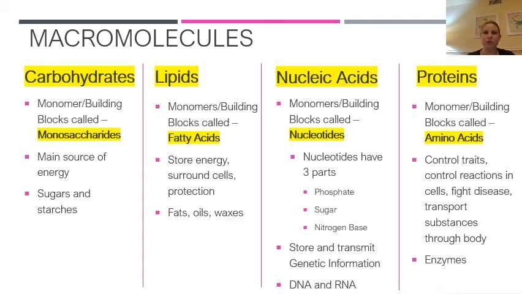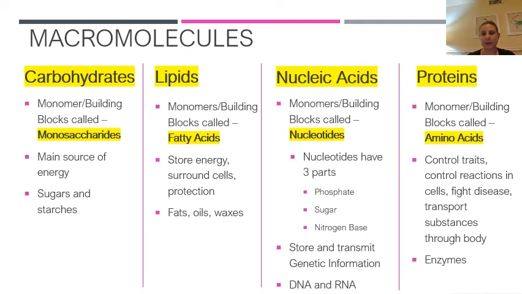Then we have these things called nucleic acids. Nucleic acids are built out of building blocks called nucleotides. The nucleotides have 3 parts. They have a phosphate, a sugar, and a nitrogen-containing base. You will be asked that on your midterm, benchmark exam, and EOC. So please remember, nucleic acids are built out of nucleotides, and each nucleotide has 3 parts: phosphate, the sugar, and the nitrogen base. The whole job of nucleic acids, the function, is to store and transmit genetic information.